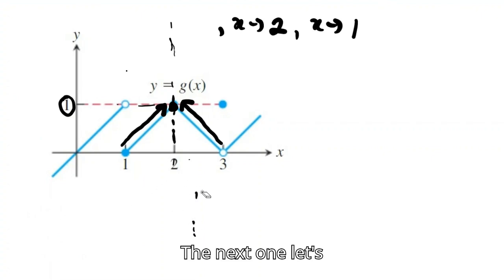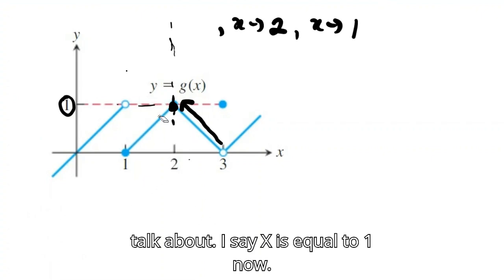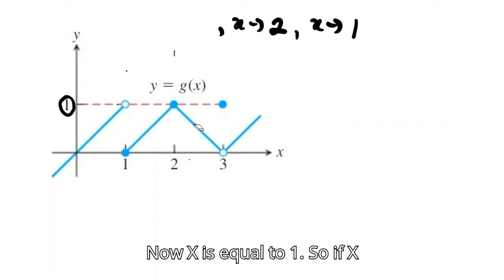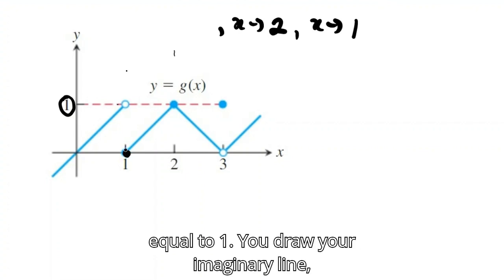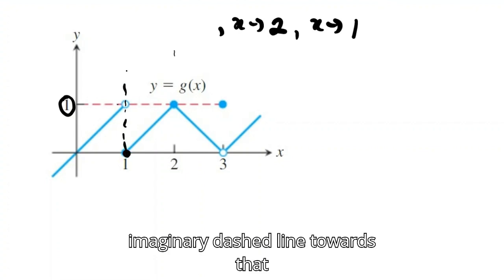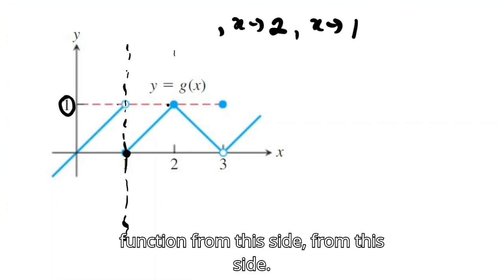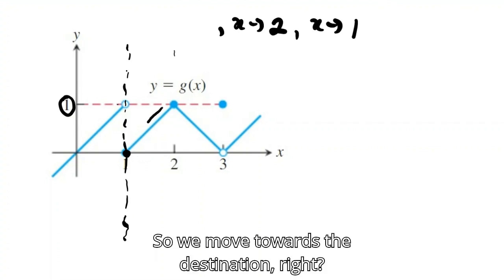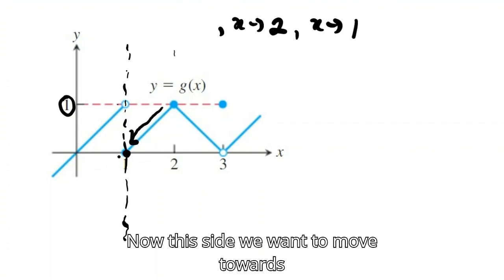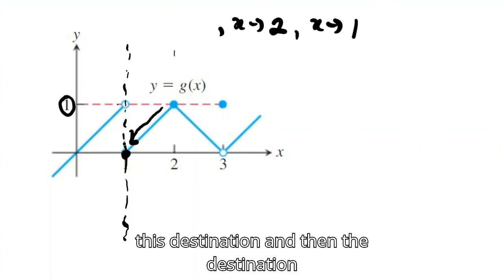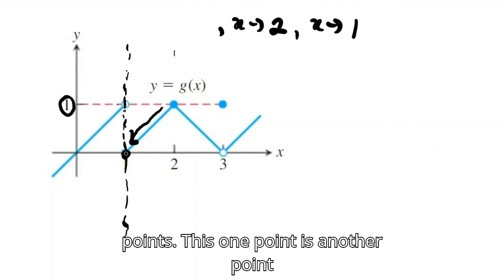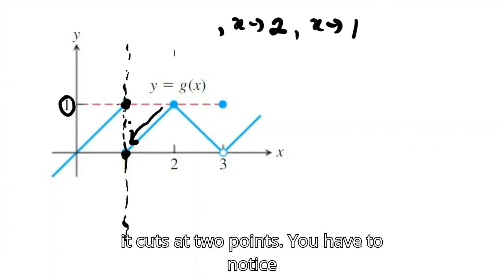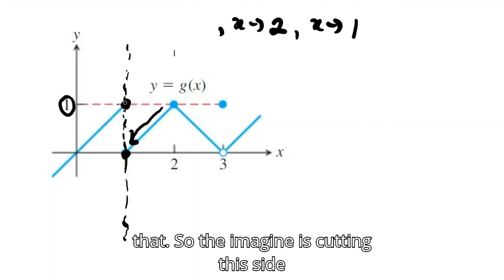The next one, let's talk about s is equal to 1 now. If s is equal to 1, you draw your imaginary dashed line at s equal to 1. Then you sit on the function from this side and move towards the destination, right? Now from this side, we also move towards the destination. You see, in this case the line cuts the function at 2 points. You have to note that. The imaginary line is cutting the function at 2 points.